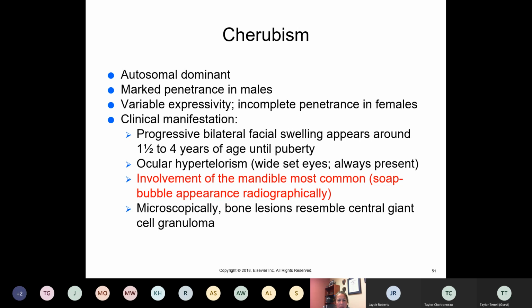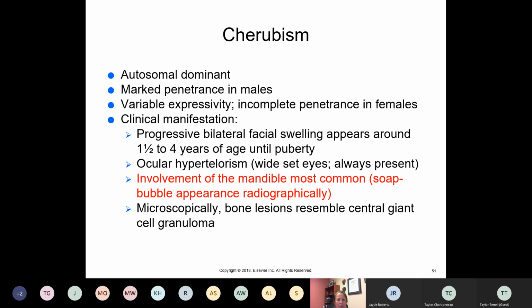At puberty, once these patients hit puberty, it stops. We notice ocular hypertelorism, which means wide set, so their eyes are far apart. And we always see this. This is always present with these patients. Involvement of the mandible is most common. And if you were to take an x-ray or a pano, and I'll show you one here in just a second, with the soap bubbles, it looks like lots of little soap bubbles in the image.